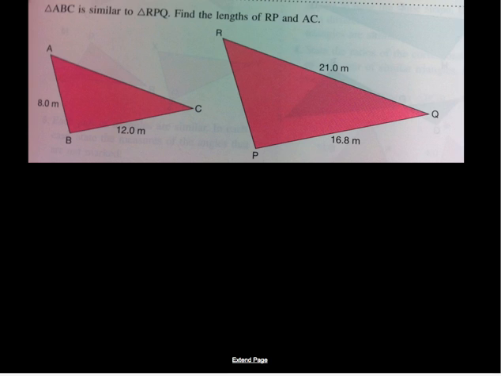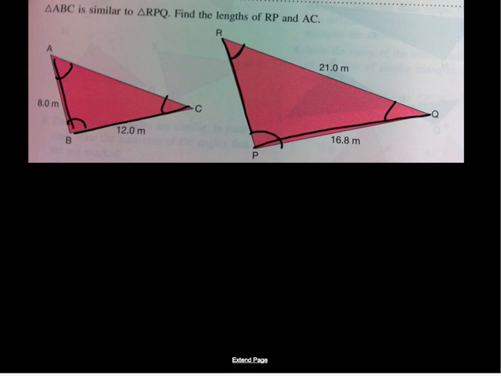Okay, just reviewing what we worked on Wednesday. Triangle ABC is similar to triangle RPQ. Find the lengths of RP and AC. Well, if I know this is a similar triangle, I know that this corresponding angle is the same as that, and this corresponding angle is the same as that, which means that that side corresponds to this side, which means it has a ratio equal to this side and this side.